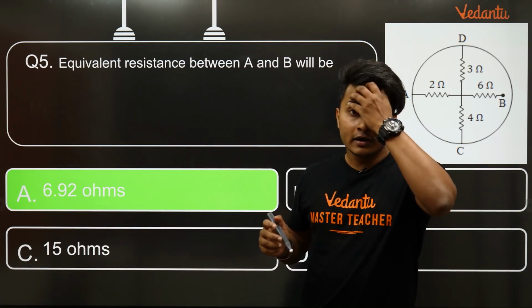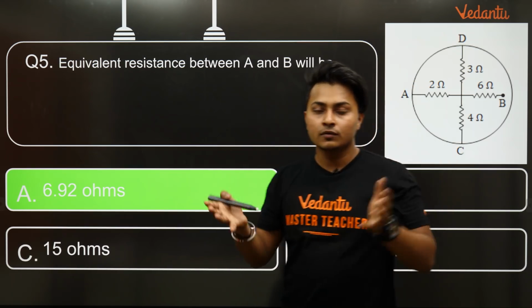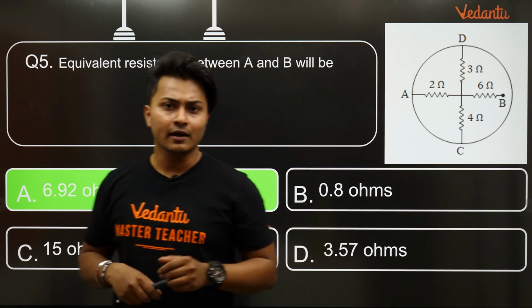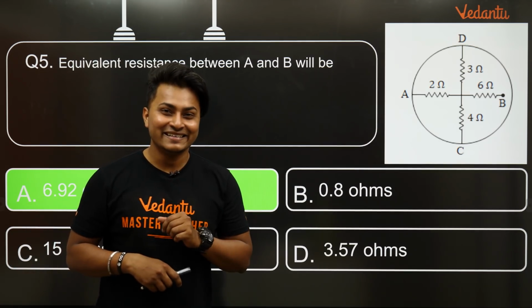Parallel connection, you will get 0.92. Then you have 6 in front. Add both of them, you will get 6.92. If you're not getting it, it's a mathematical mistake. Try to get it. Okay?